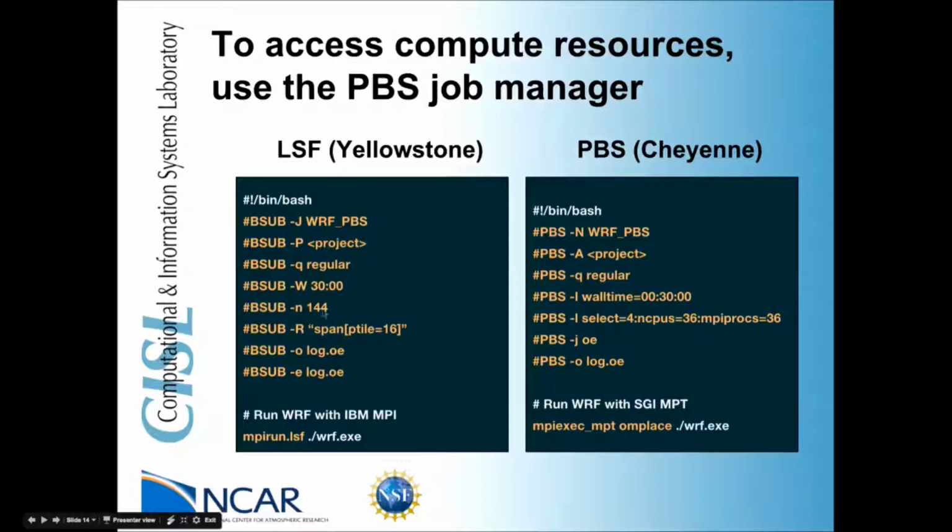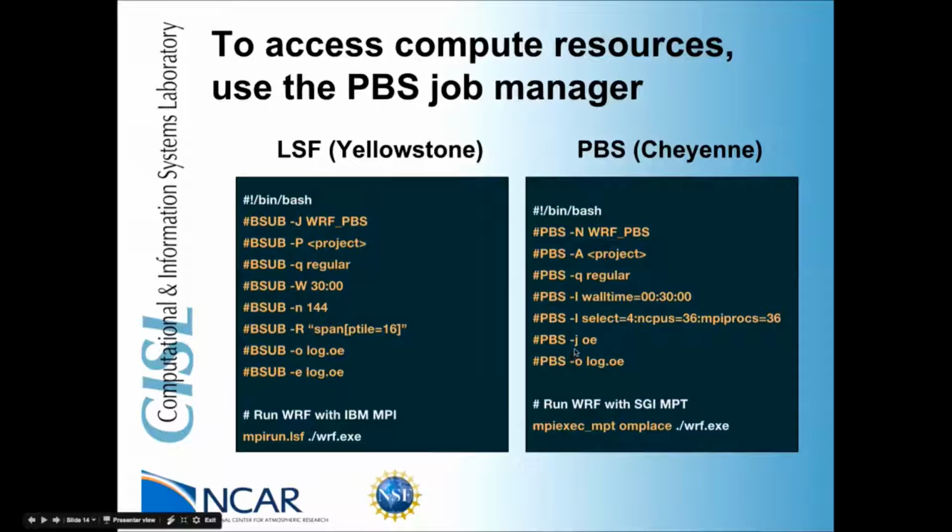But that does bring up another hardware point here, that on Yellowstone, each node has 16 cores, if you're not using hyperthreading. And on Cheyenne, each has 36. So if you want to actually utilize a full node, you would request 36, not 16.